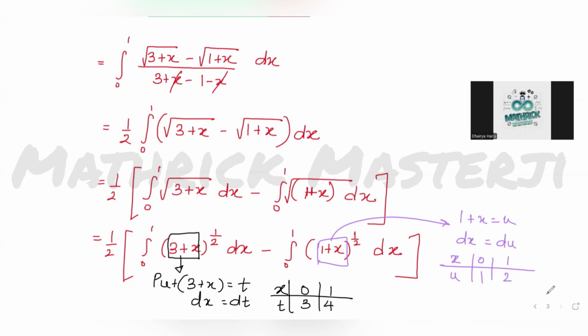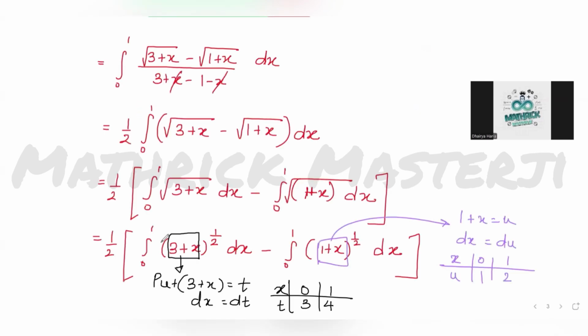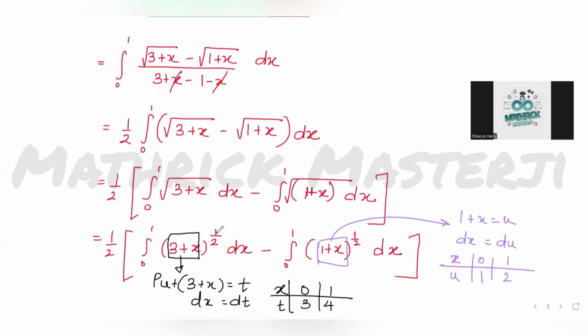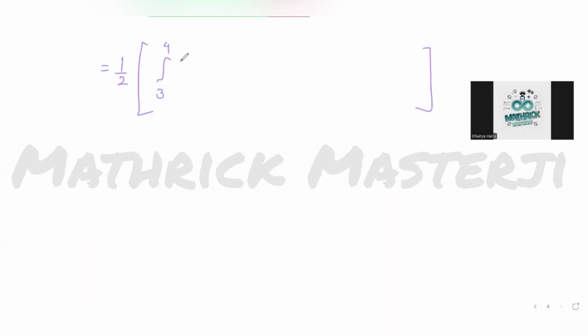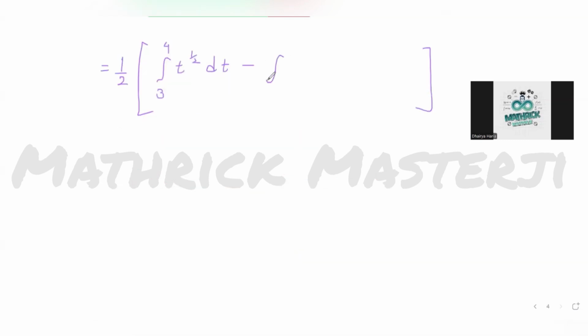So now I have half, and instead of the limits 0 to 1, my new limits would be 3 to 4, the integral of t raised to half dt, minus the one with limits 1 to 2, the integral of u raised to half du. Now once I have this with me, I can just do half.